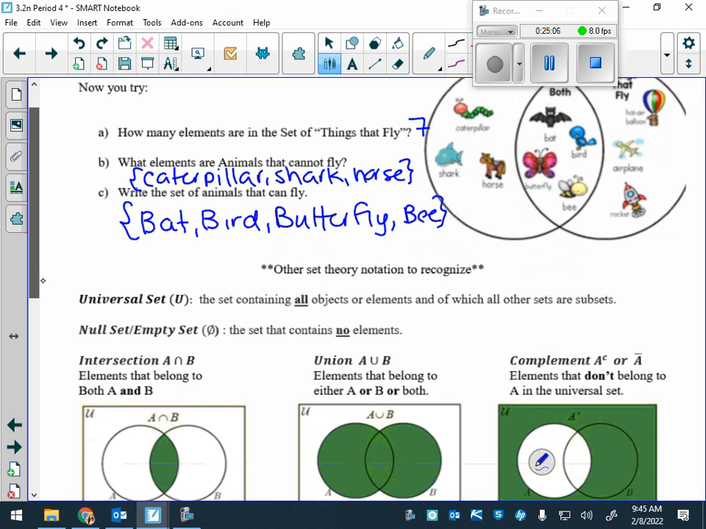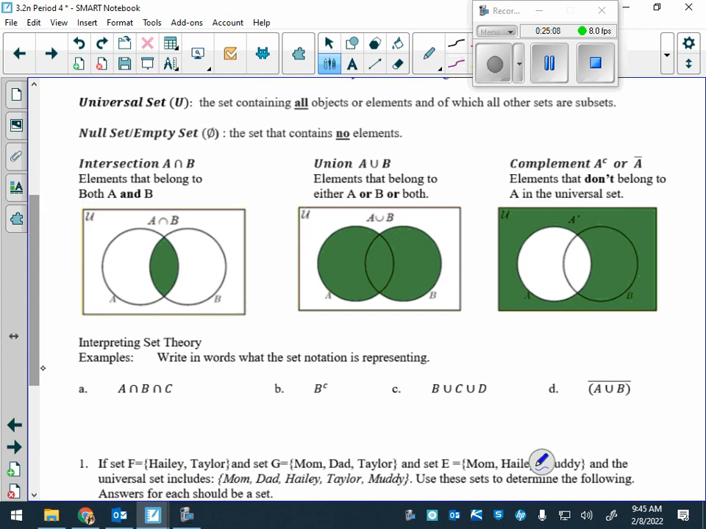Awesome. Okay, so next thing is notation. This is where set theory comes in. So the universal set is the set containing all objects or elements. Okay, so you guys would be the universal set. All right, the null set or empty set is where there's no elements. So anytime there's no elements, say if you're doing any sort of these notations and there's nothing in it, it's the null set or empty set.